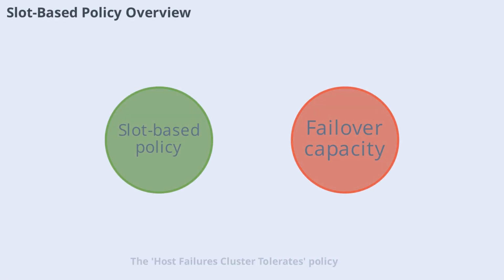The host failures cluster tolerates policy is foundational to VMware HA's traditional behavior. It calculates failover capacity using a logical unit called a slot. This method is straightforward, but can have a significant impact on how many VMs your cluster can support. In this video, we'll focus on this slot-based policy, exploring its calculation process in detail and highlighting its strengths and weaknesses. Let's dive into a real-world scenario to see how it works in practice.